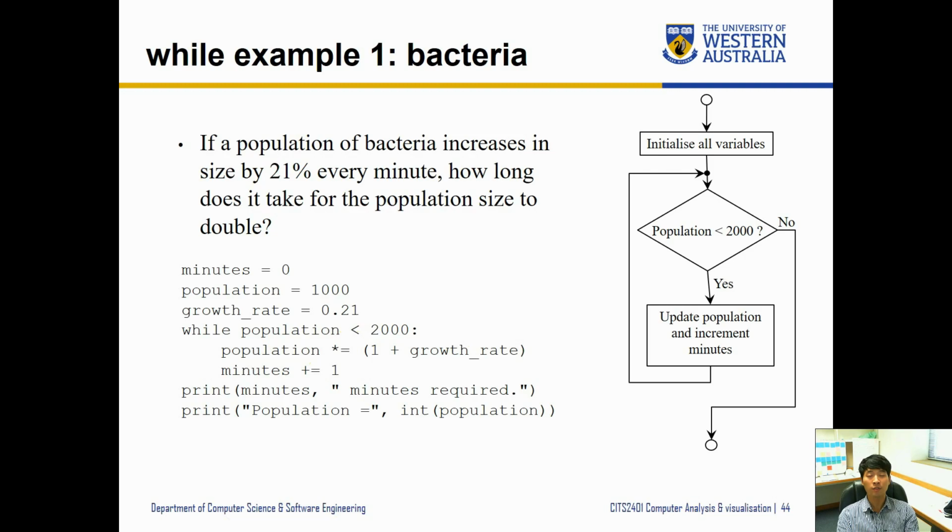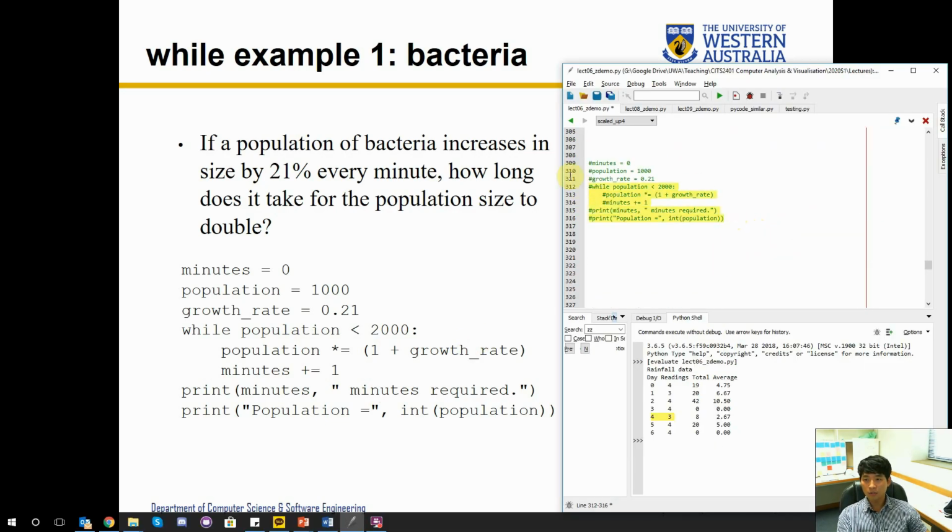1,210, right? So after 1 minute, it's 1,210, and this is going to repeat because when we come back to the population, 1,210 is still less than 2,000. So 2,000 is our target. We want to know how many minutes it takes to go over that number. Okay, and then we can print it out. So let's have a look using the code.